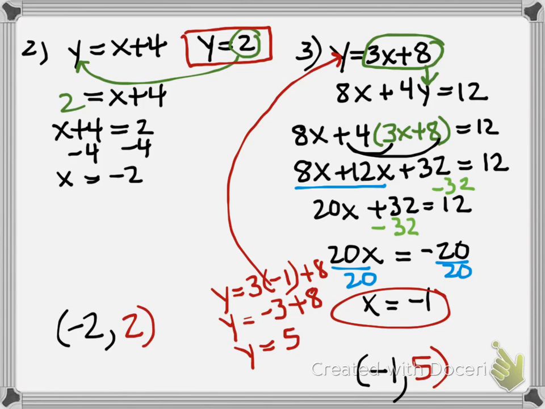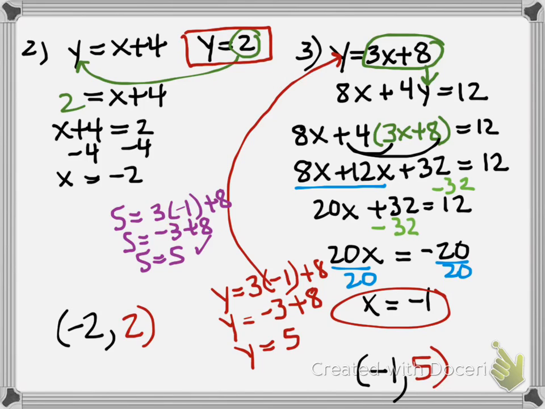So again, let me just show you how you can verify you've done this correctly. What you're going to do is take these coordinates, negative 1 and 5, and substitute them into each equation and see what you get. So if we substitute in 5 for y and negative 1 for x, do we get something that's true? Well, we get 5 equals negative 3 plus 8. We get 5 equals 5. Is that true? Yes. So it's a solution for that one.